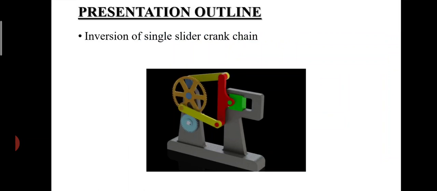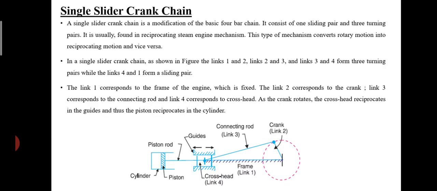Today, my presentation outline is inversion of single slider crank chain. The single slider crank chain is a modification of the basic 4-bar chain. It consists of one sliding pair and three turning pairs. It is usually found in the reciprocating steam engine mechanism. This type of mechanism converts rotary motion into reciprocating motion and vice versa.